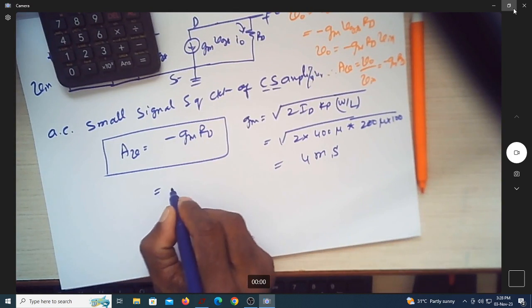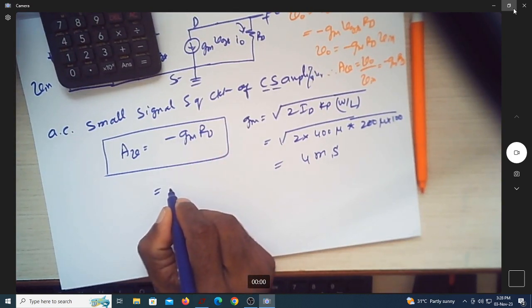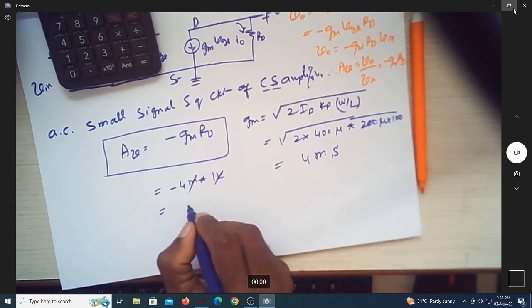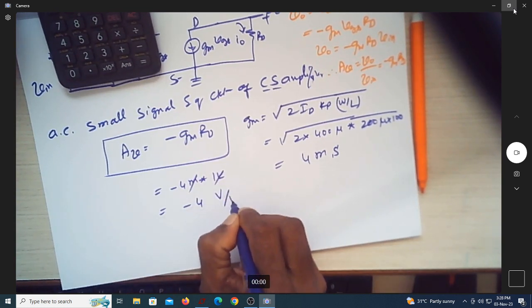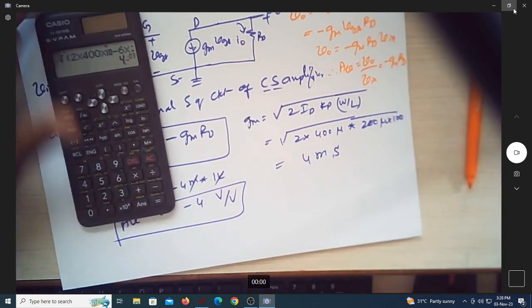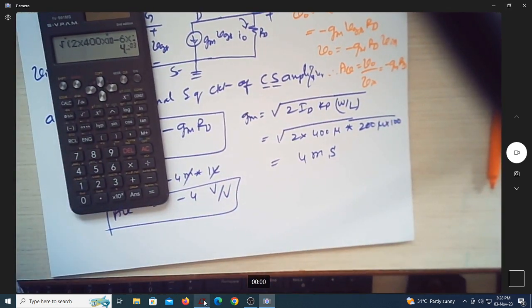What is AV? It is minus GM into RD, that is minus 4 milli into RD is 1K. This K and milli will go off. You'll end up with minus 4 volt per volt. So this is my AV. This is the gain of that. So now let us go back here.